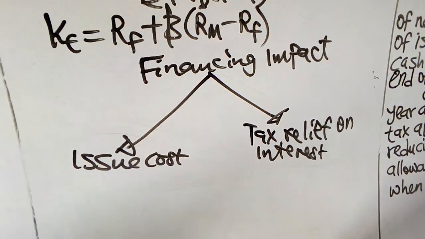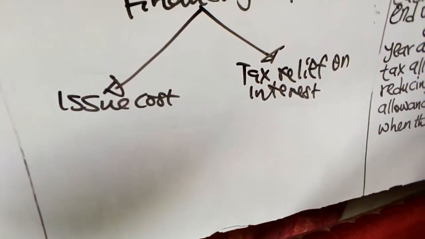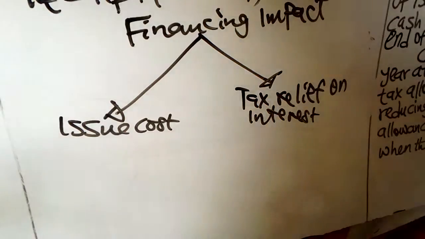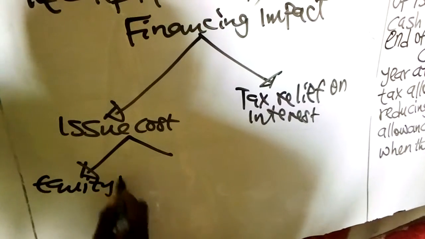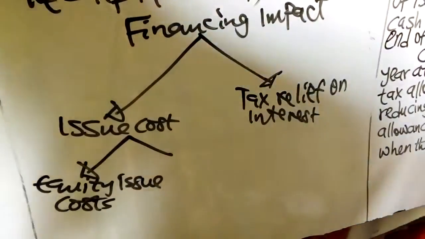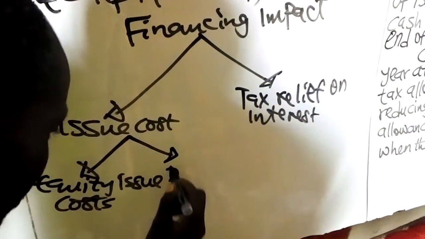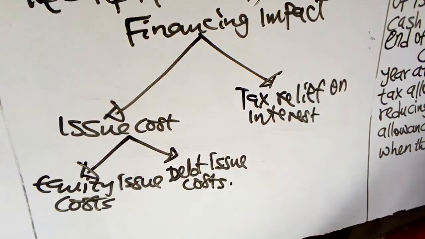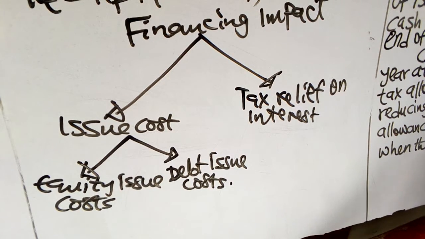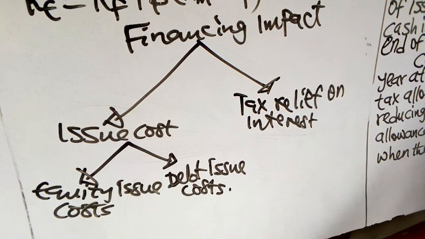Number one is issue cost, and number two is tax relief on interest. The issue cost we are going to categorize into two: equity issue cost and debt issue cost. So financing impact will be divided into two: issue cost, and tax relief on interest. And the issue cost will be divided into equity issue cost and debt issue cost.